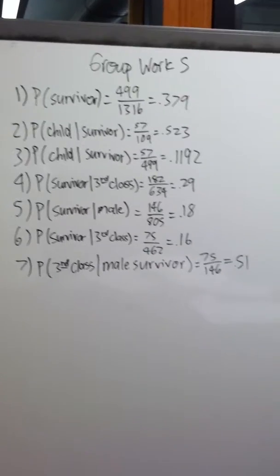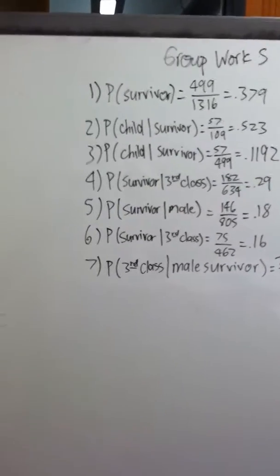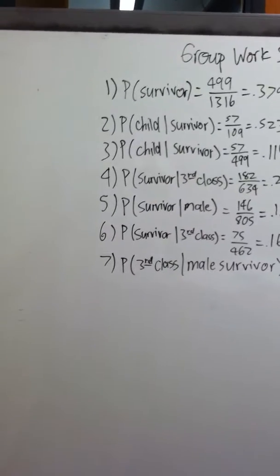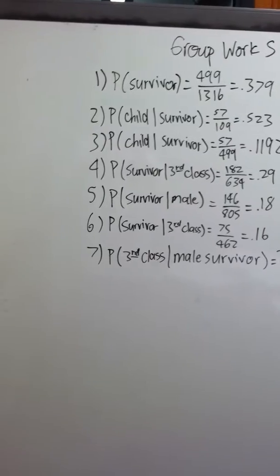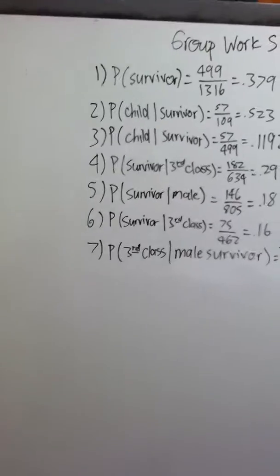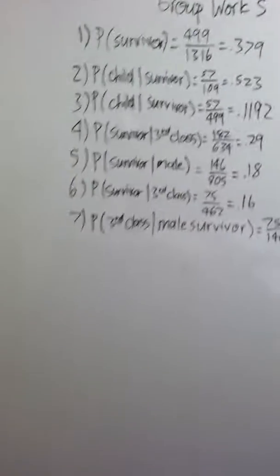Second question is asking what is the probability that a randomly selected child was a survivor. In this case, we would take the total number of children that survived and divide that by the total number of children that were actually on the Titanic. So it would be 57 divided by 109, which gives us a probability of 0.523.